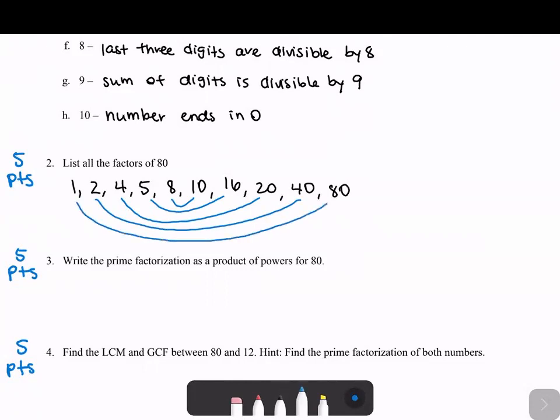So we have all of the matching things here. These are all of the factors of 80 because we checked it up to 10. And at 10, we already started having this pairing occur. So now we want to write the prime factorization of 80 as a product of powers.